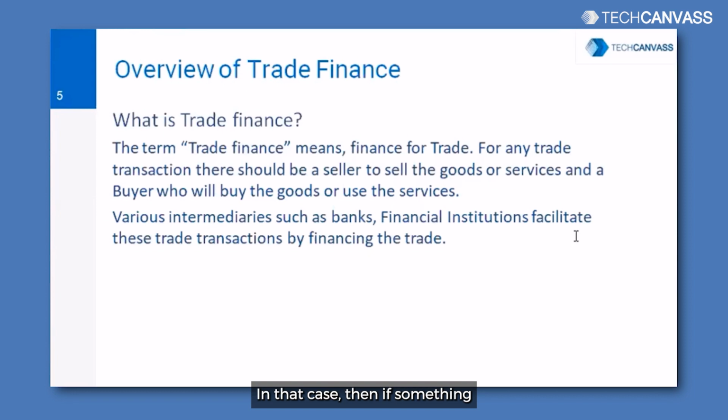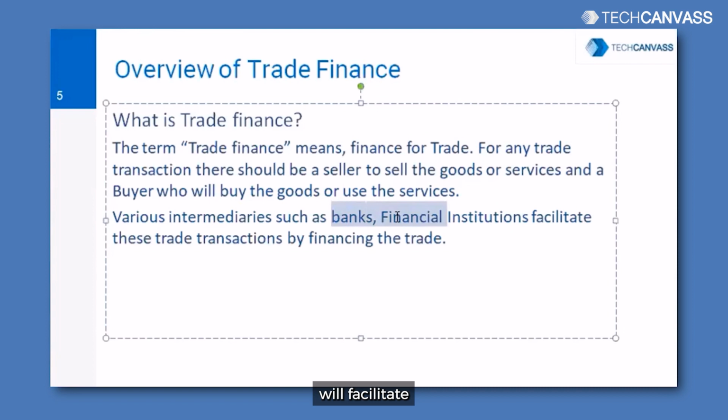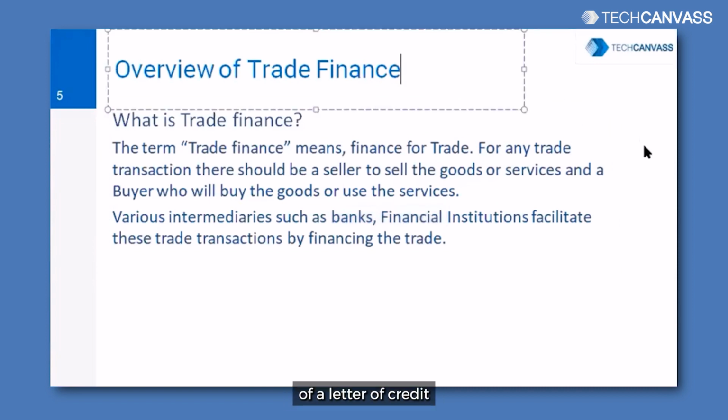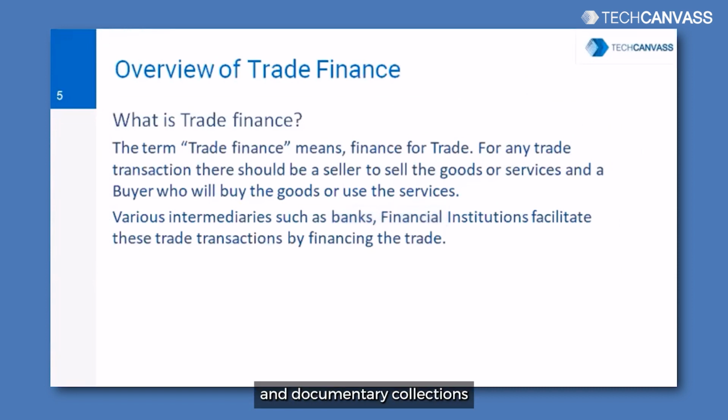In that case, some intermediary should give assurance to the importer or the exporter about their transactions, and then the banks and financial institutions come into the picture. These banks and financial institutions facilitate this through letters of credit, documentary collections, guarantees and SBLCs. There are certain instruments we can use in trade finance to facilitate the buyer and the seller. That is trade finance.